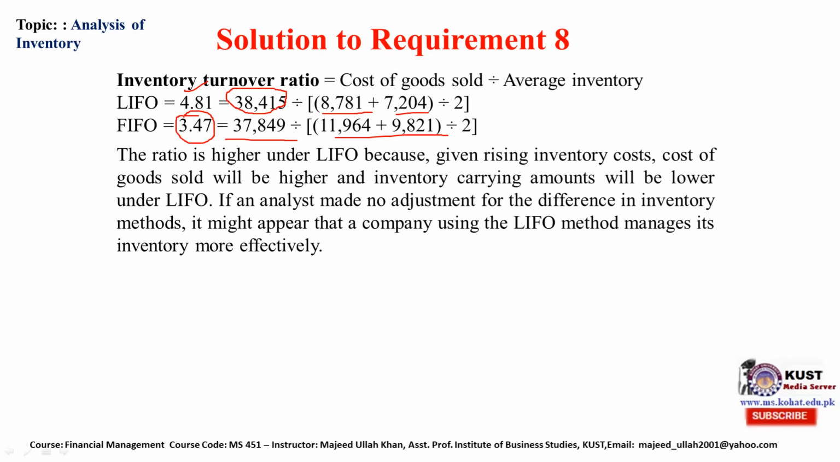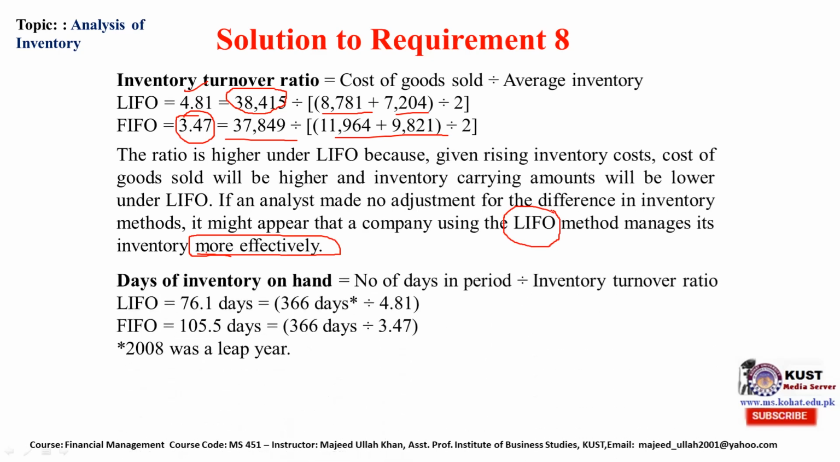The ratio is higher under LIFO method given rising inventory cost. Cost of goods sold will be higher and inventory carrying amount will be lower under LIFO. If the analyst made no adjustment for the difference in inventory method, it would be deceptive. The company using LIFO method appears to manage its inventory more effectively, but it is not actually using the inventory effectively, it is just using the LIFO method that is quite different from FIFO method.